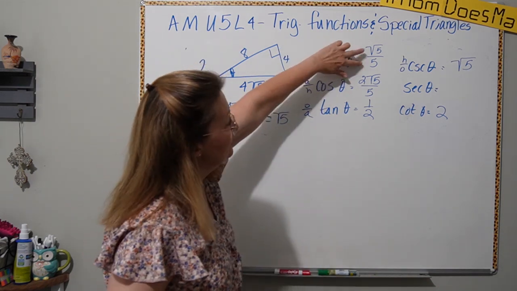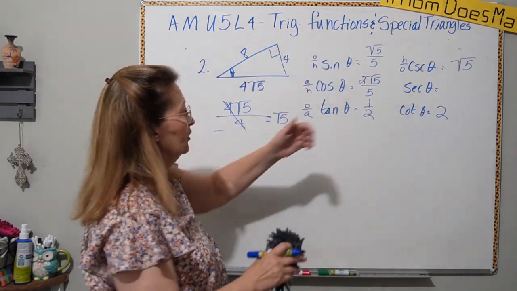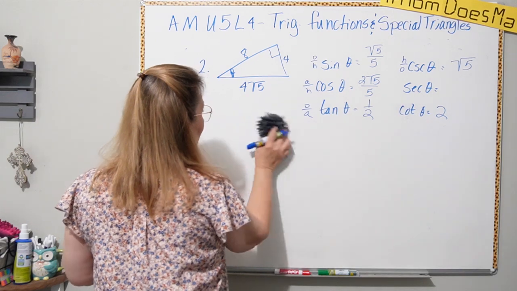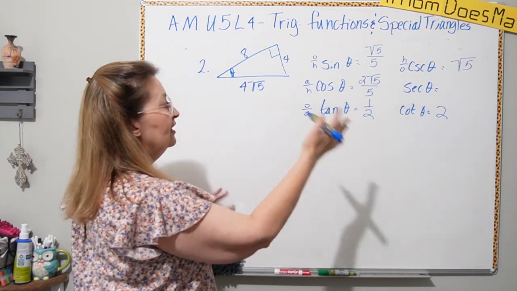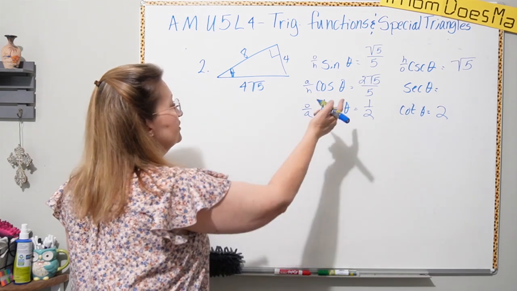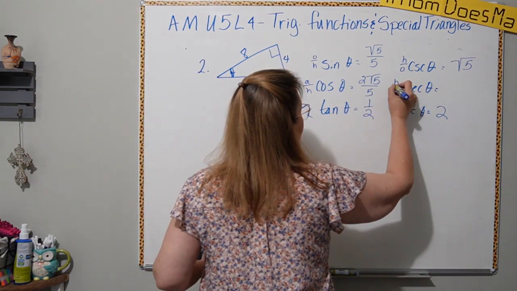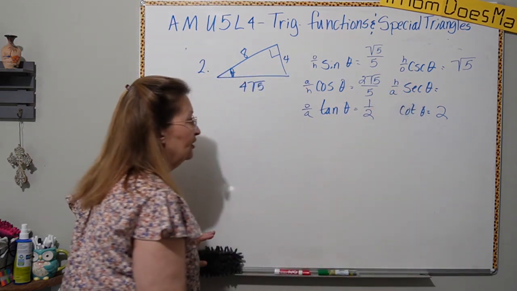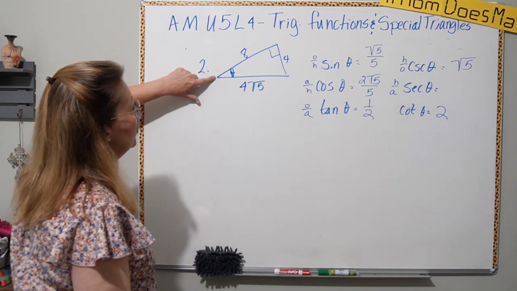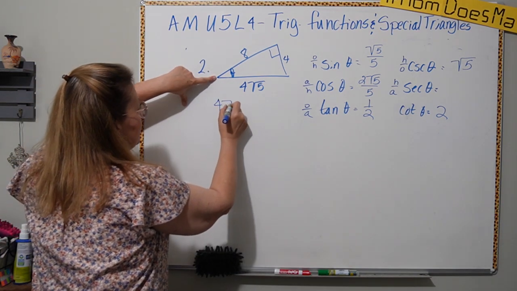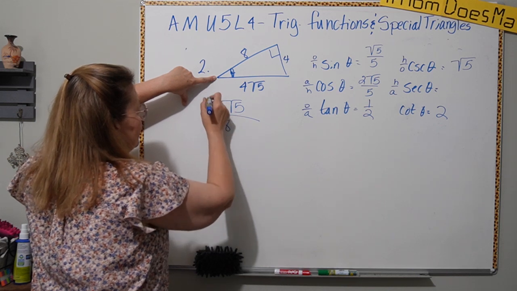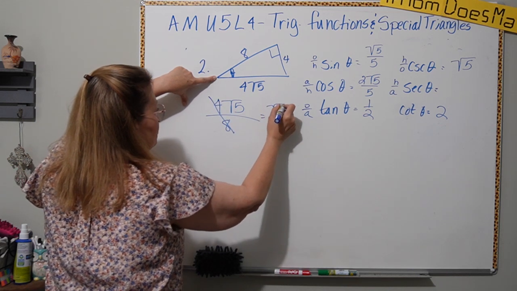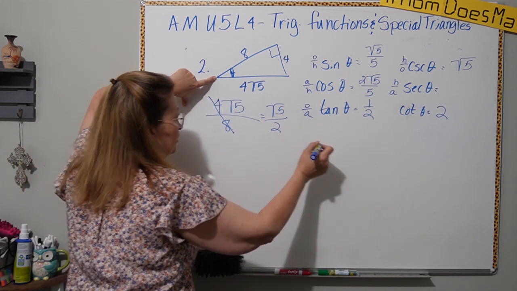Now, if you had taken this and just flipped it, that's going to put the radical in the denominator, and then you would have to rationalize it. You're going to get the same answer. It's just a lot more work. So now let's go to secant. Secant is hypotenuse over adjacent. So when I come here, I've got my hypotenuse, which is 4 square root of 5. My adjacent side is 8. This reduces down to square root of 5 over 2.